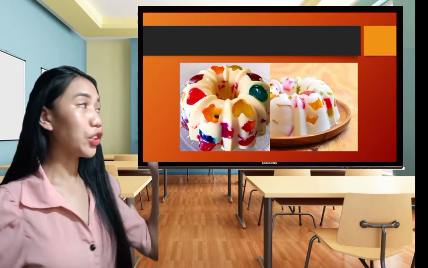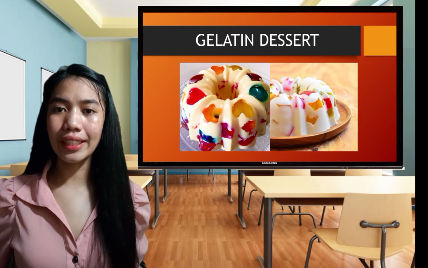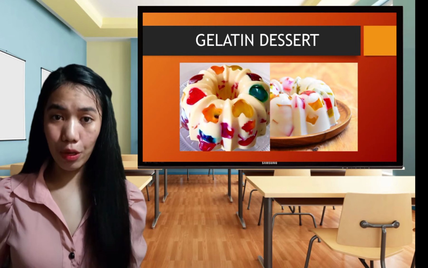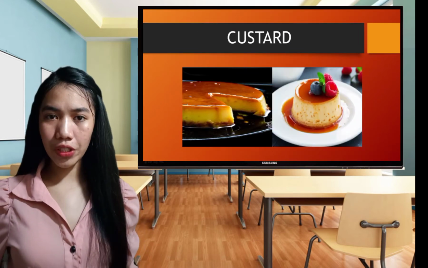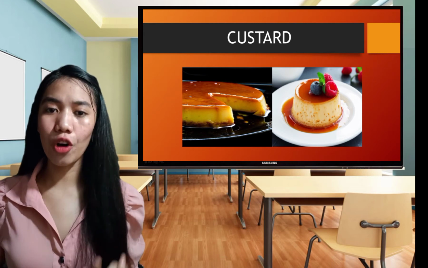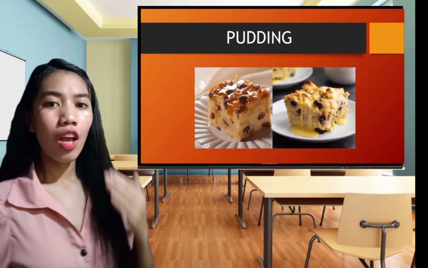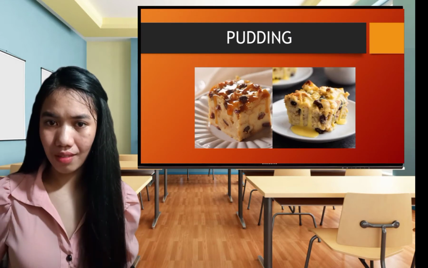Another one is gelatin dessert. Gelatin dessert is easily prepared, economical, and varies in many ways. Custard. Custard is a variety of culinary preparation based on sweetened milk, cheese, or cream, cooked with egg or egg yolk. Pudding. Pudding is a sweet or savory steamed dish made with flour.